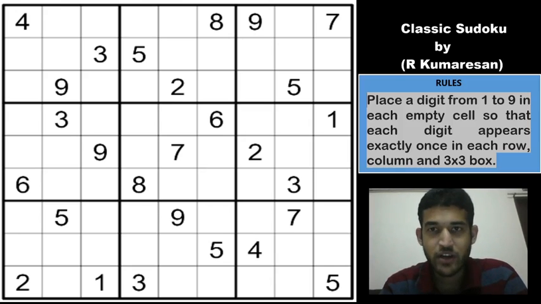I am Kishore and today we'll be solving a classic Sudoku created by R Kumaresan.